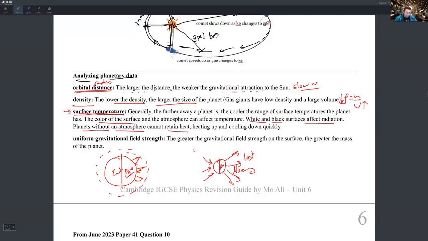Okay? But be careful, please do not mention atmosphere unless the question itself mentions the atmosphere. So if the question mentions the atmosphere, that's when you mention it. Okay?